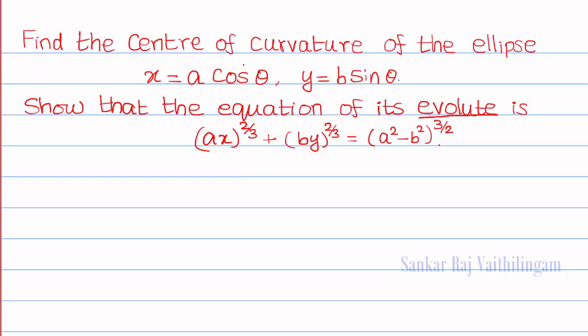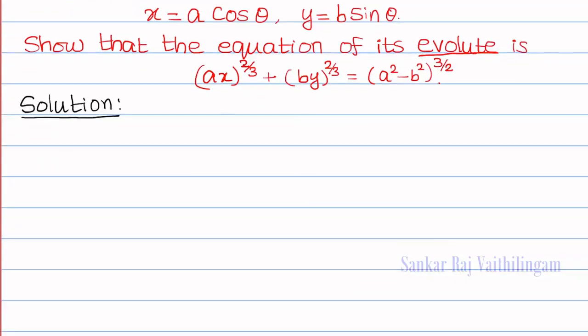Okay, so how are we going to prove it? Solution. The first step is that we need to find dy by dx. Given, x is equal to a cos theta, y is equal to b sin theta.